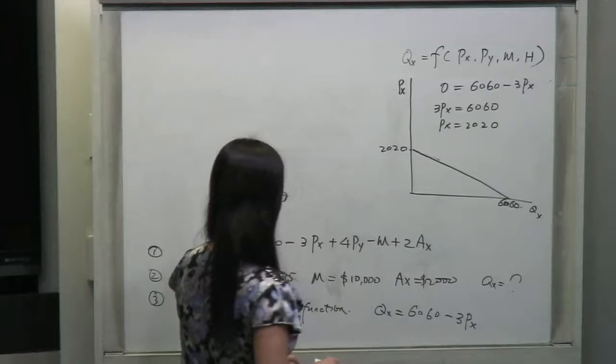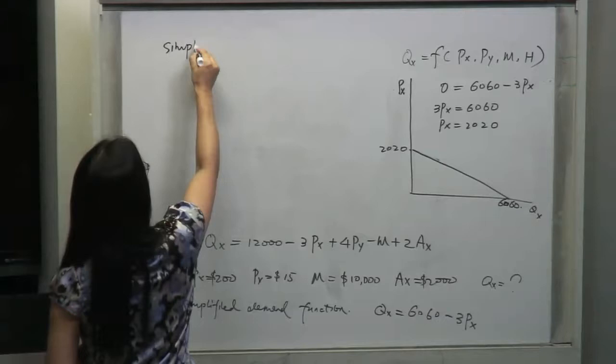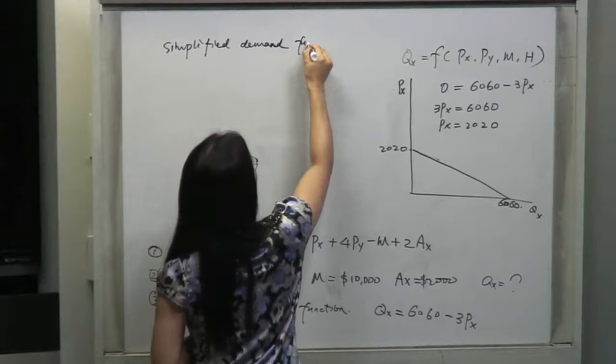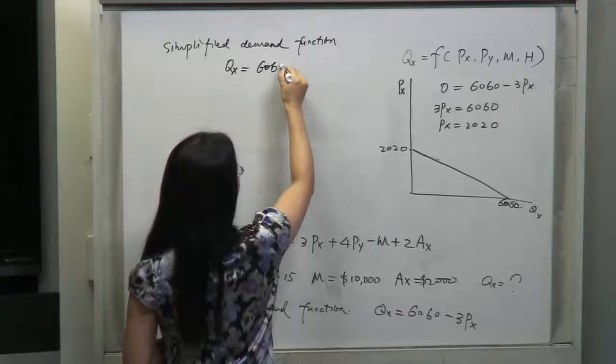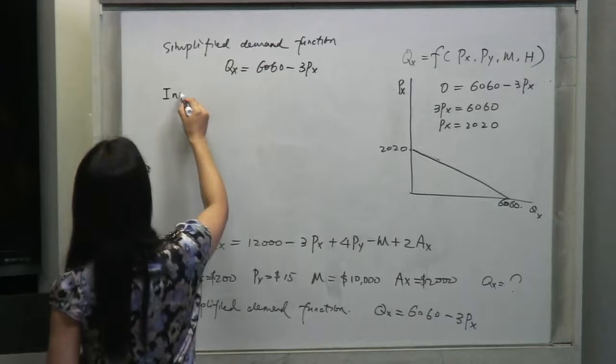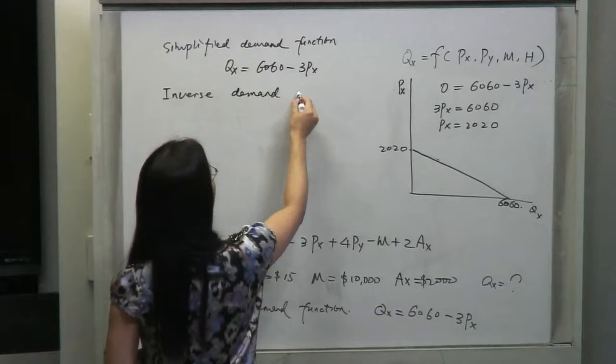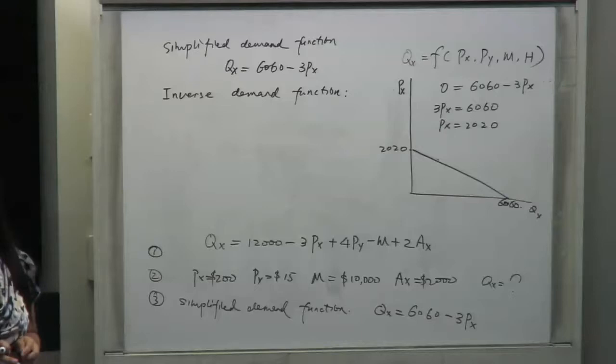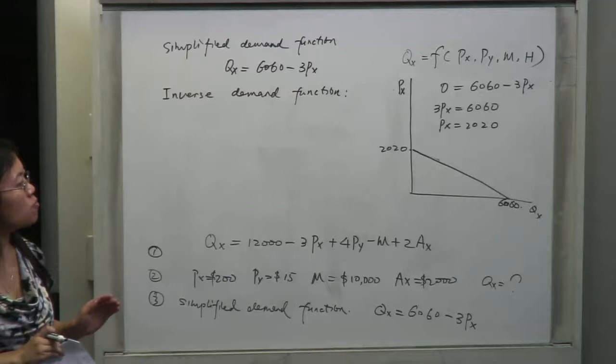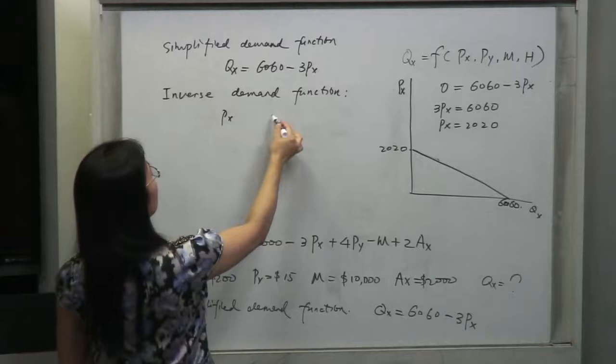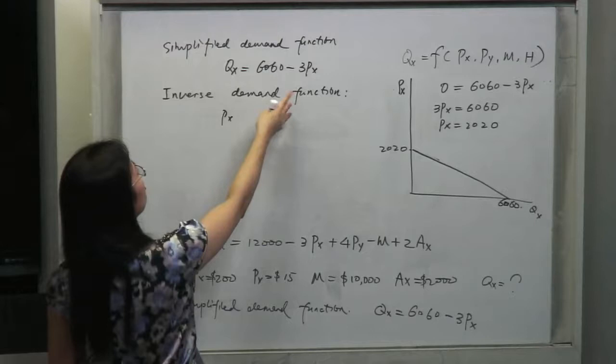So we call this a simplified demand function. Qx is equal to 60 minus 3px. So next, I'm going to introduce you to the inverse demand function. The inverse demand function is using variable qx to represent px. So we want to change the position of two of these variables. We want px on the left-hand side.